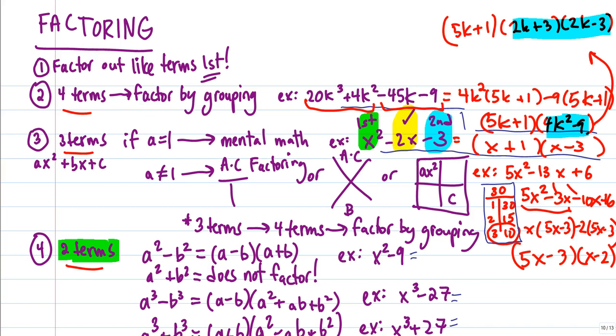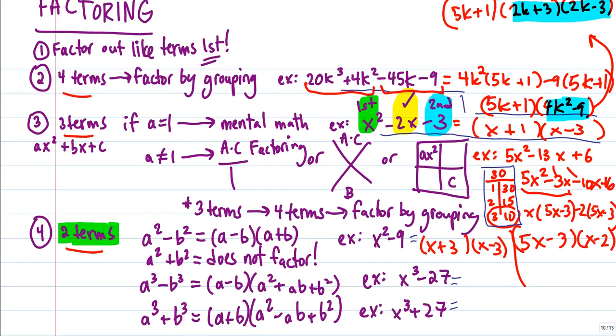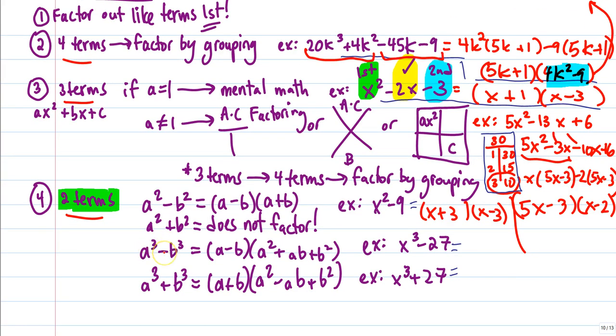What if it's a squared minus b squared? That's a minus b times a plus b. So x squared minus 9 is x minus 3 times x plus 3. What if it's a squared plus b squared? Well, we said that does not factor, so don't do it.